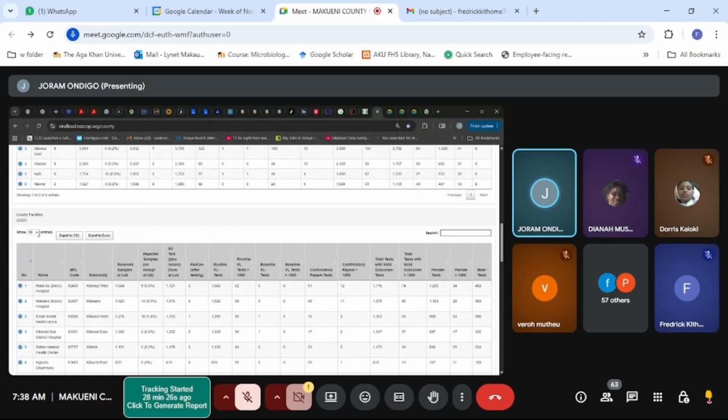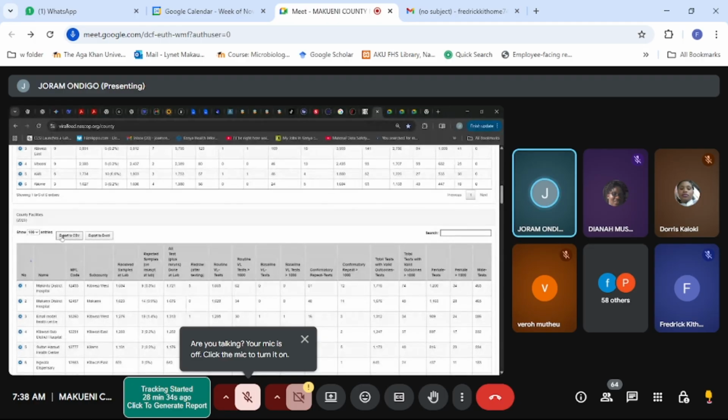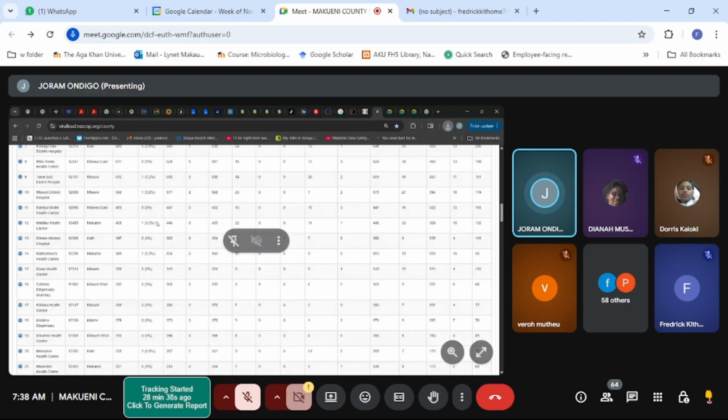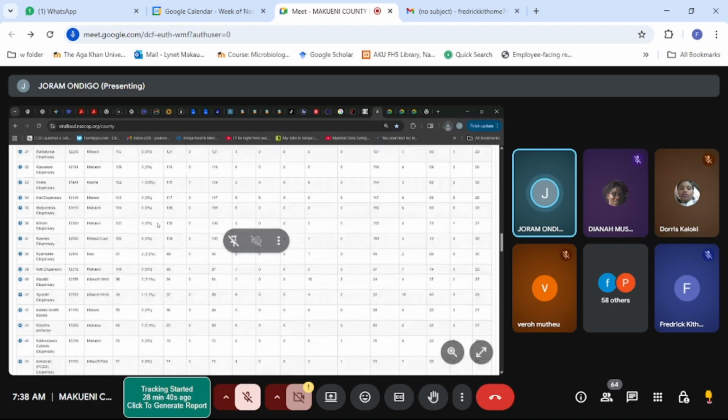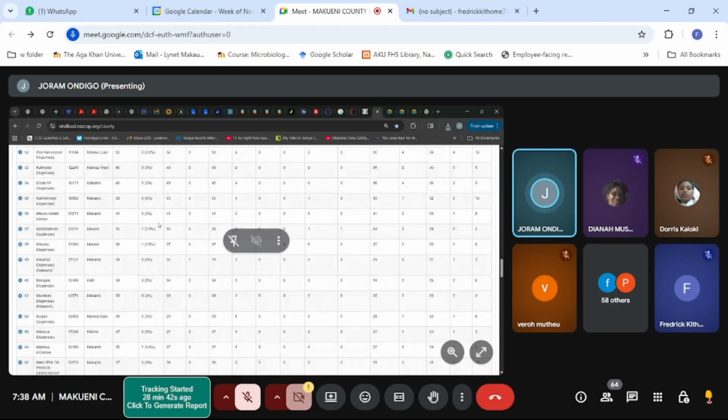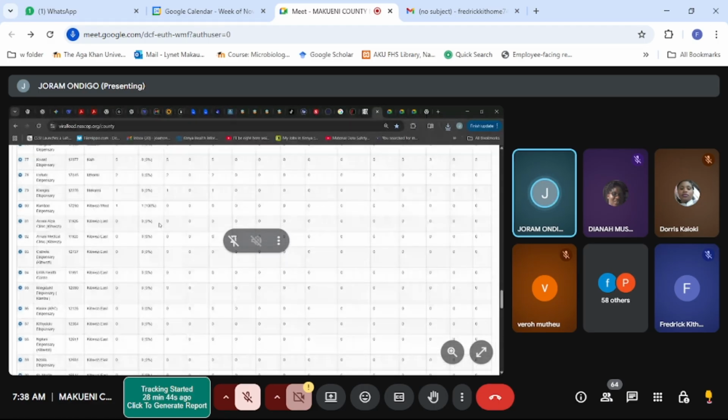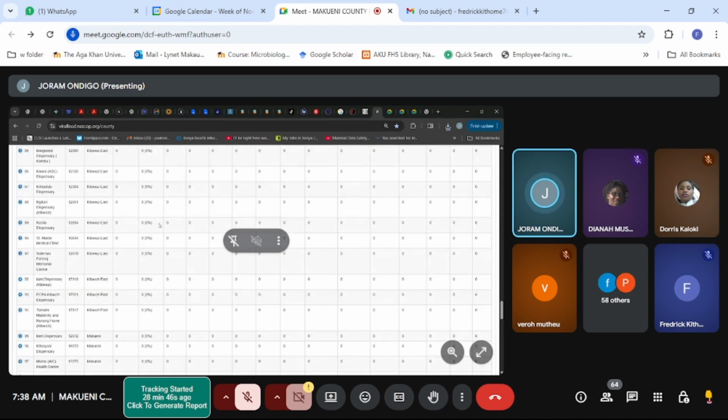This one can take in 10, but you can increase it to the biggest numbers, 100 or 50 or 25. So let's just do 100. And then, once we have done 100, you see it has opened up. It has opened up now. You can actually see a lot of facilities that have ever sent samples to the testing lab.